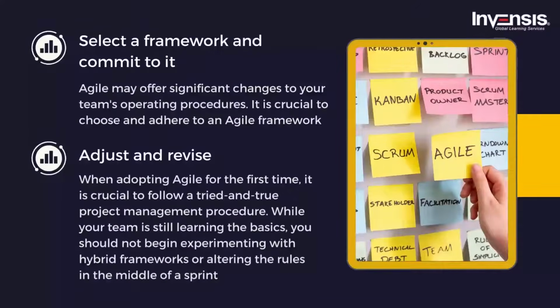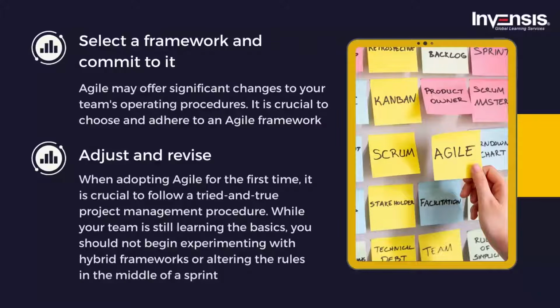Fourth, select a framework and commit to it. Agile may offer significant changes to your team's operating procedures. It is crucial to choose and adhere to an Agile framework. For instance, if you want to apply Scrum, you must have daily Scrum meetings, regardless of how busy everyone claims to be. Fifth, adjust and revise.